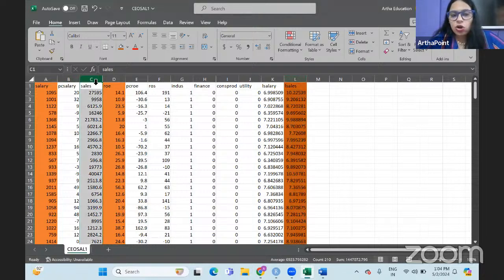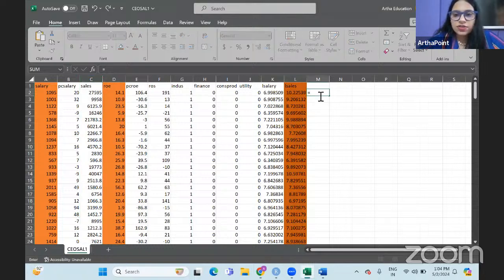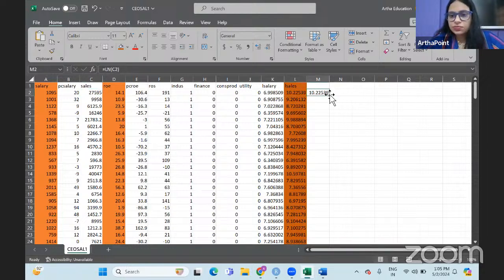That means this column, I have taken the log of this column and got this column. When we take its log, I can prove this. So if I go ahead and say ln, natural log of this sales, and I run this, I will get this value. So when I take the log of this, I will get this. This is the log of these sales.